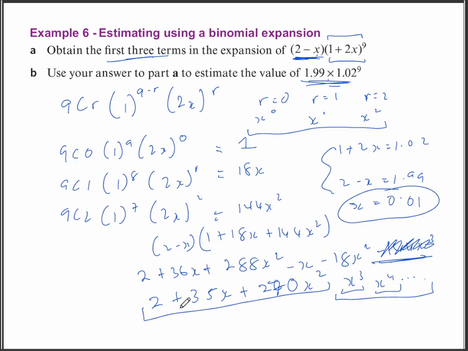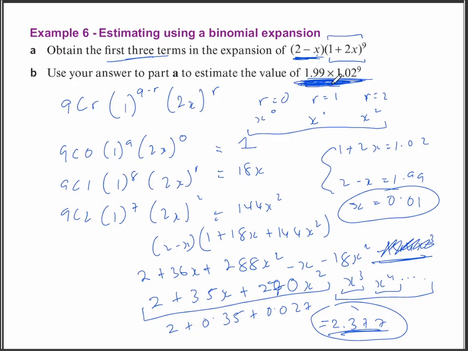So that's what we will do here. We'll get 2 plus 0.35 plus 0.027. And this is going to give us 2.377 as our answer. So this is going to be our estimate for the value of this multiplication right here.